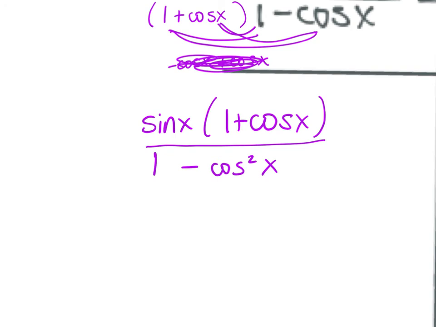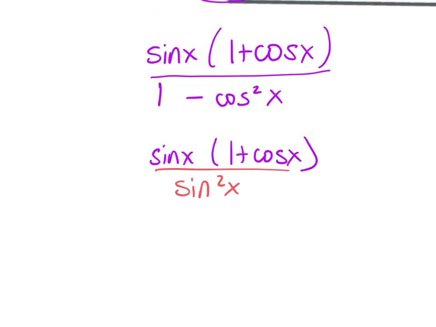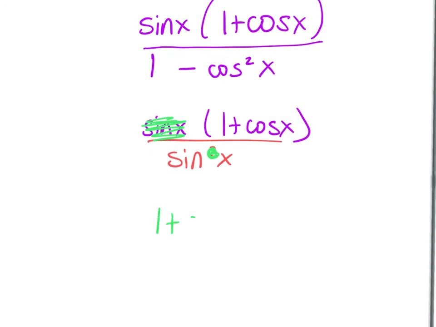Is that one of those trig identities that we've talked about 500 times? Yes. What is 1 minus the cosine squared of x the same as? Good, sine squared. And I'm just going to leave the top like it was. Sine x times 1 plus cosine. Can I do anything else? I have 1 sine x on the top, and I have 2 on the bottom. Yeah, I can cross one of them out. I can cross 1 out here, and I can cross 1 out here. So I'm left with 1 plus the cosine of x over the sine of x. Not really anything else I can do there.